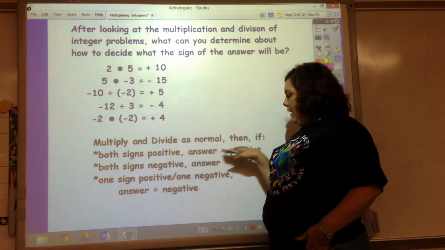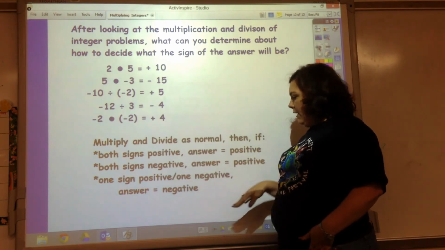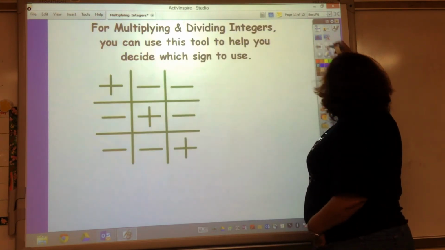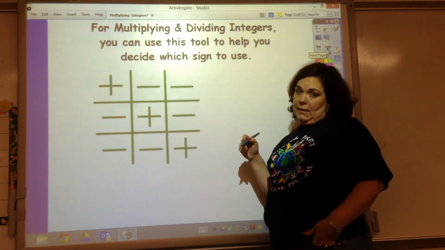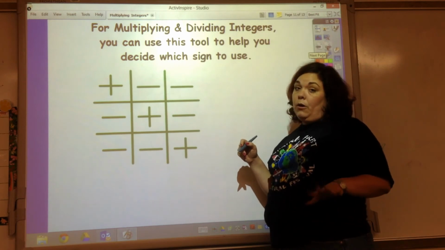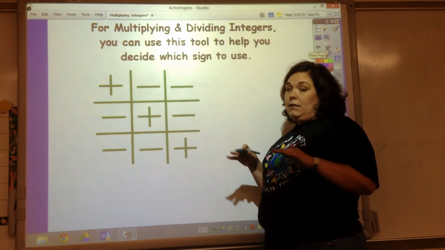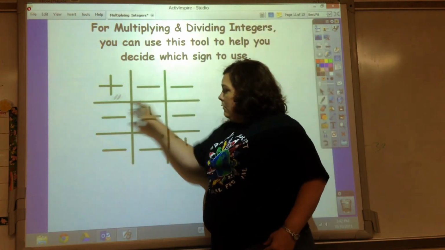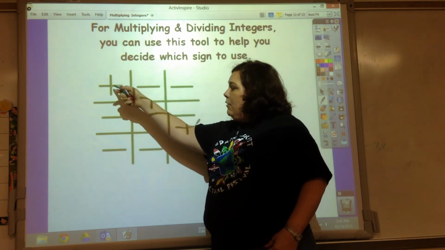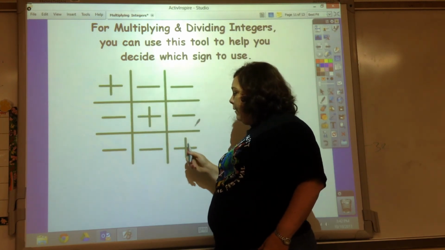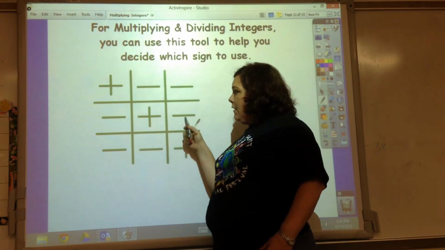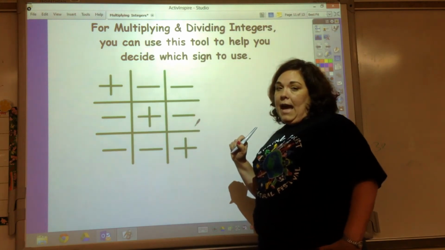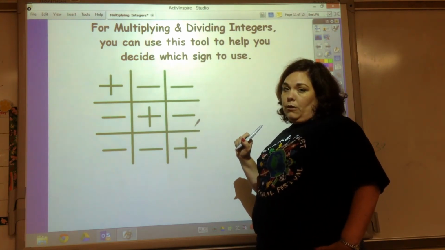Both the signs positive, answer positive. Both the signs negative, answer positive. One sign positive, one sign negative, the answer is negative. So a quick way to refer to this, and now this only works with multiplying and dividing. It doesn't work with adding and subtracting, is you can make this tic-tac-toe board, and you can put a diagonal of positive, positive, positive, and fill in all the other spaces negative. And then write this down, and then come back, and I will show you how this works.